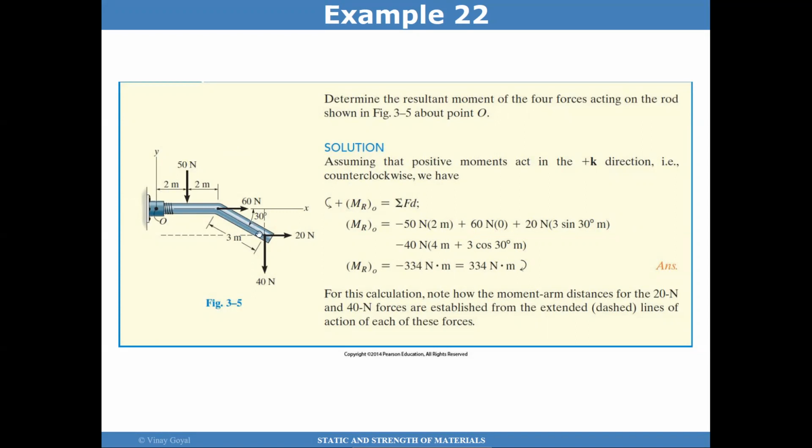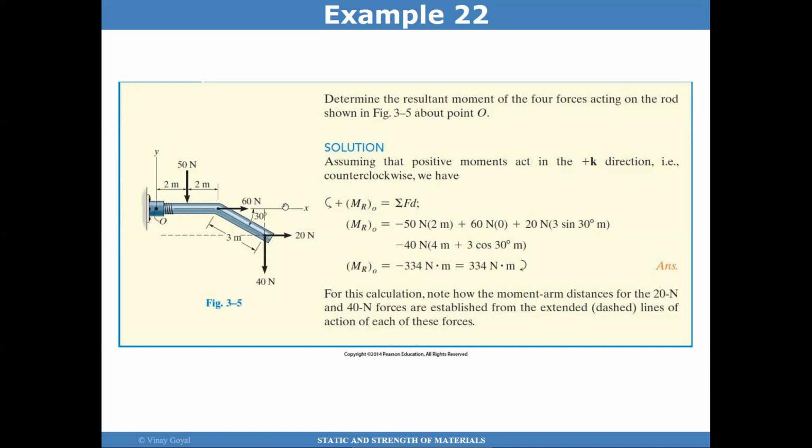We also have this 40 Newton, which is at a distance that we can calculate by finding out the distance between this point and this point. And so for that, we can use trigonometry to figure out that distance. We also have this distance, which is 4 meters, plus this distance will give us the total distance required to multiply by 40 in order to be able to determine the moment contribution. We also have this 20 Newton load.